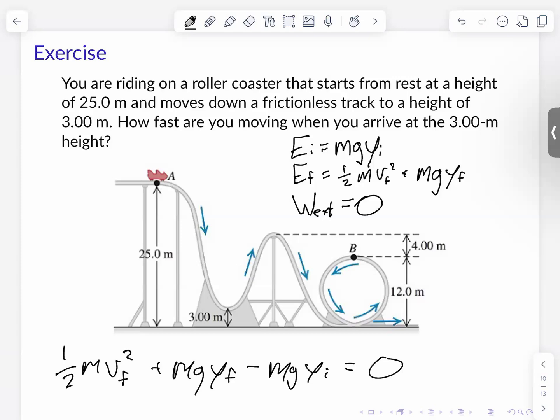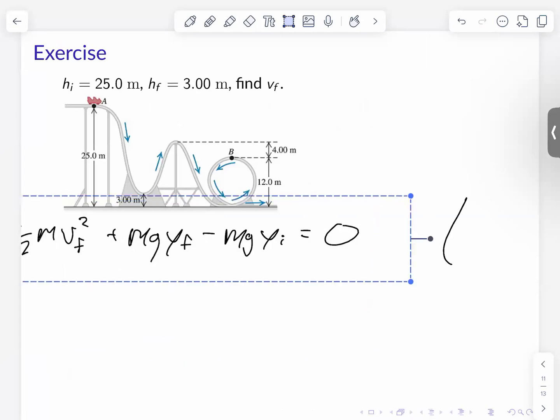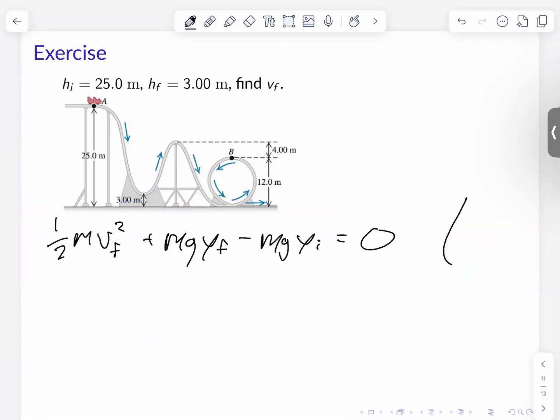First thing I do is notice that every term has an m. What can I do if every term has an m? Yeah, divide both sides by m. What do I get? A simpler equation, that's what I get. Here, let me copy this over to the next slide. Okay, so if I divide by m, what do I get?